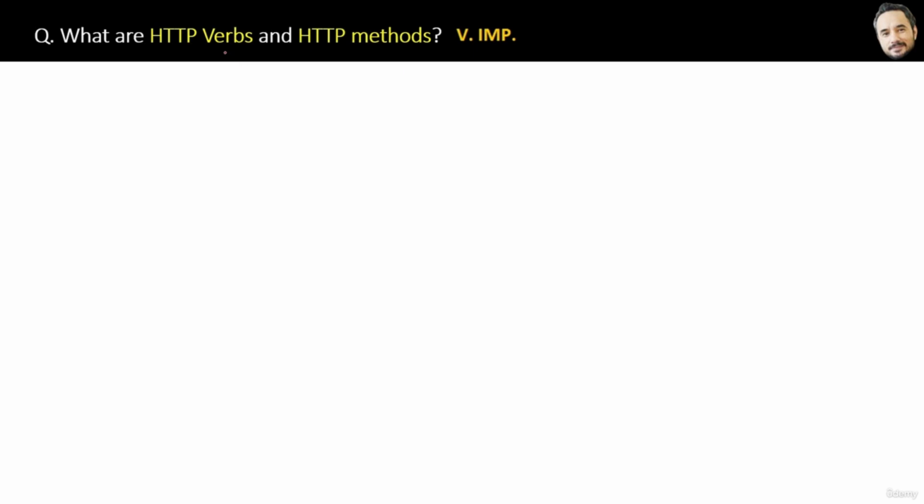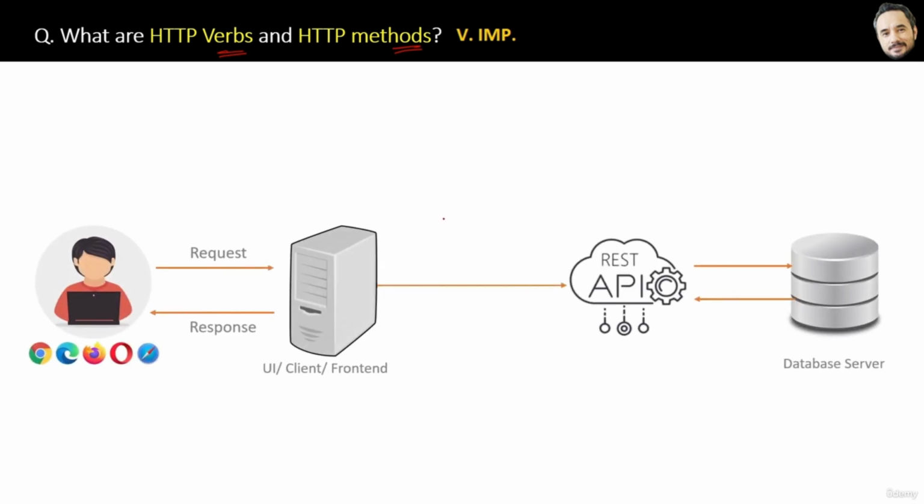What are HTTP verbs and HTTP methods? We already know this flow from the browser to UI server to API server to database, right? Now, whenever a request goes from the UI server to the REST API, it also contains the HTTP verbs.